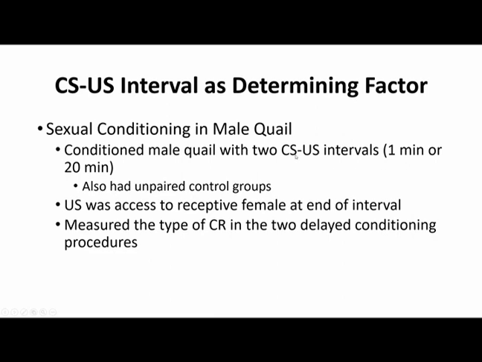So either the CS was presented 1 minute before the arrival of an unconditioned stimulus, or the CS was presented 20 minutes before the arrival of an unconditioned stimulus. They also, of course, like good scientists, included unpaired control groups to make sure that there wasn't anything else going on, but mostly we care about their treatment groups. As per usual, when it comes to sexual conditioning in male quail, our unconditioned stimulus would be access to a receptive female at the end of that interval.